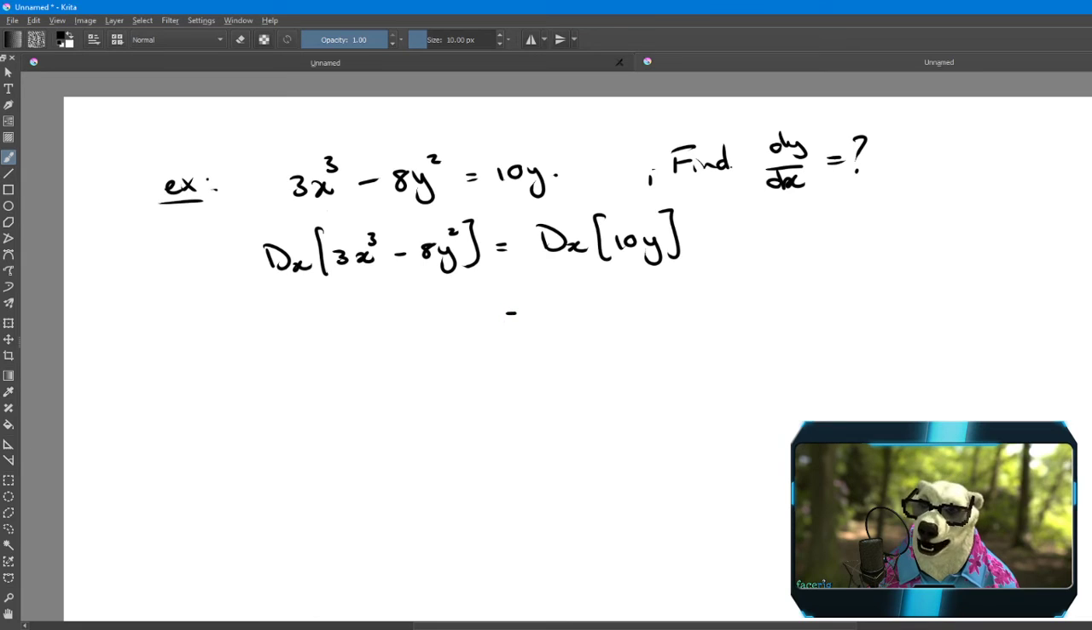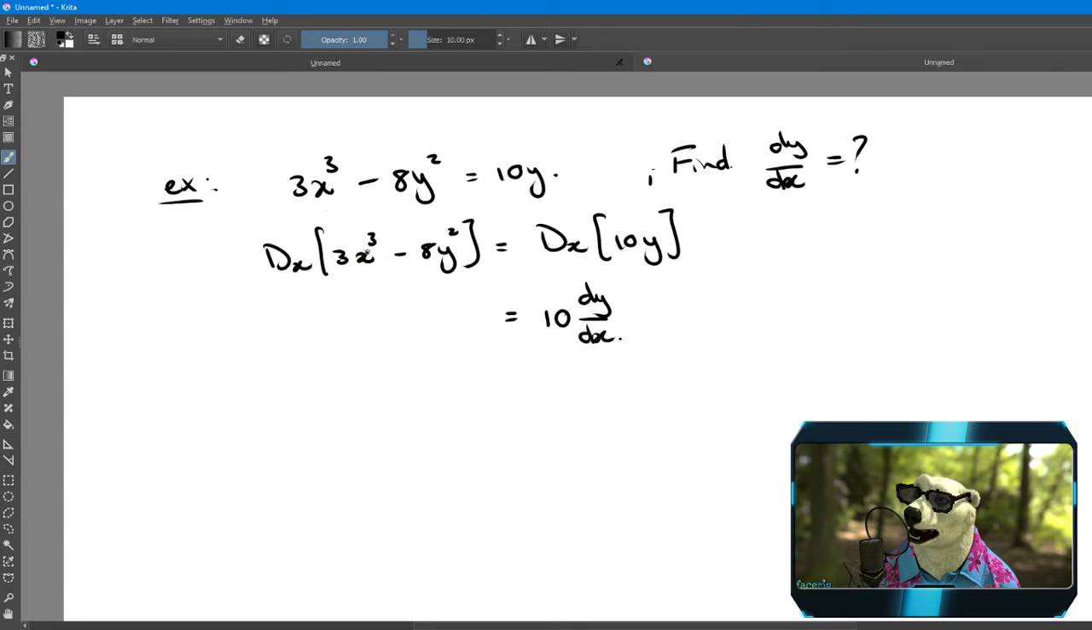Let's do the right side first again. It's the simpler side. I have 10 times y. Constant times a function property says it's 10 times the derivative of y, and I'm trying to find that, so I'm not going to know that right now. So I write dy dx.